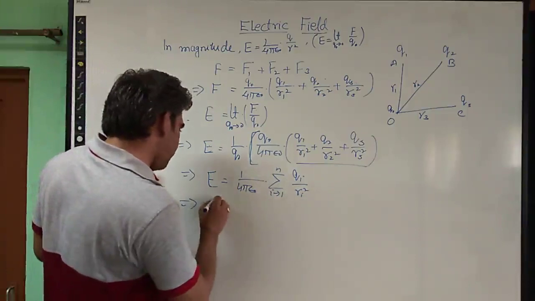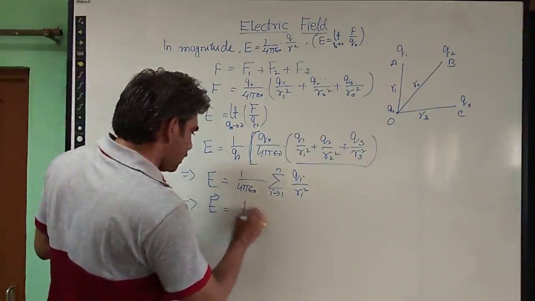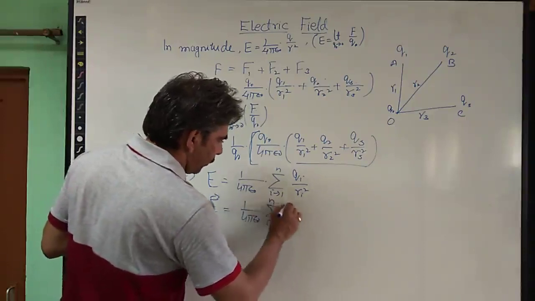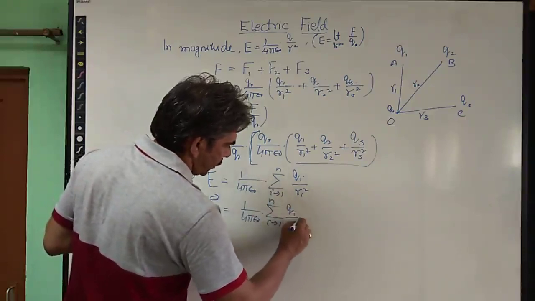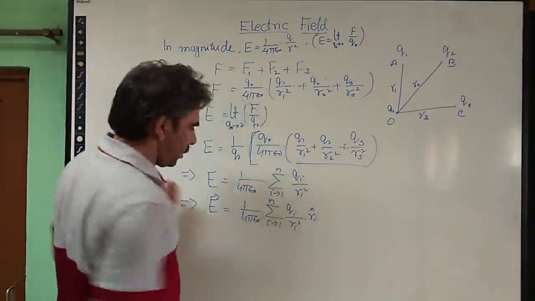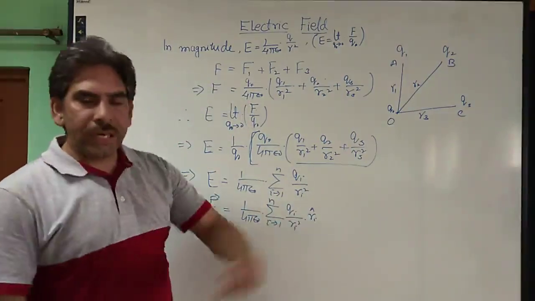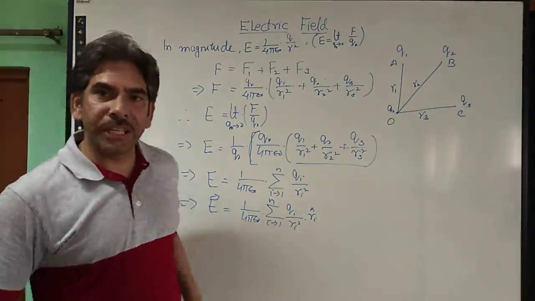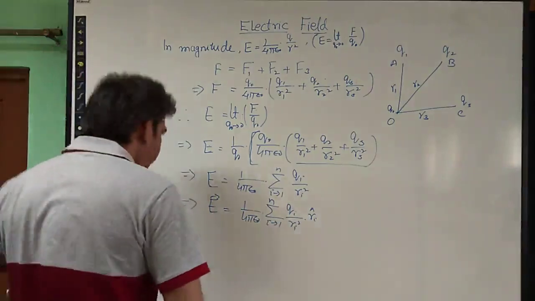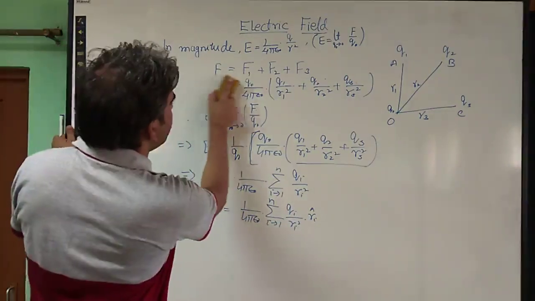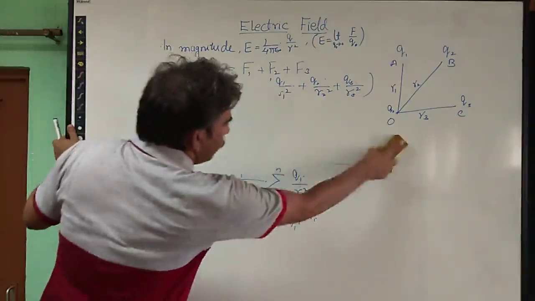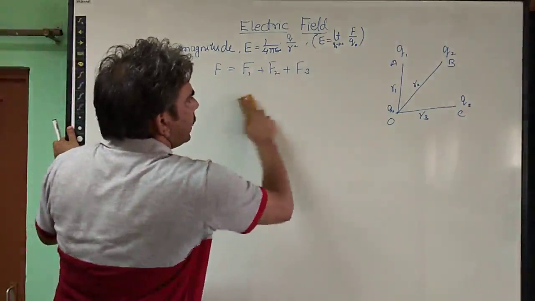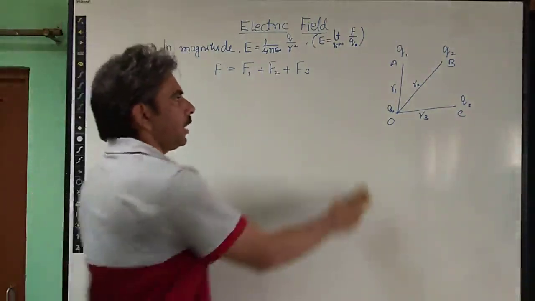In vector form, you can simply write the electric field as 1 upon 4 pi epsilon naught into the summation, as i goes from 1 to n, of Qi upon Ri square into Ri cap. This is the vector form. And similarly, you can write the expression in the position vector form. And what if charge is distributed in a continuous manner? For a continuous distribution of charge, we will proceed in a very similar manner as we did in finding the electrostatic force in our earlier sessions.